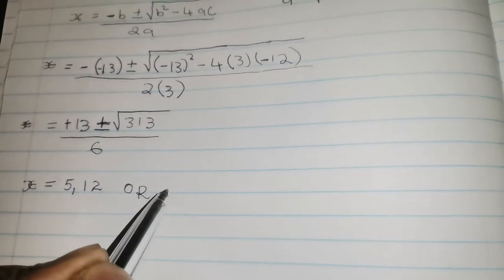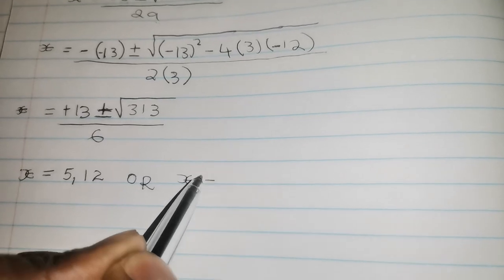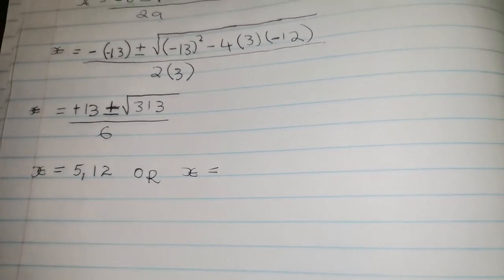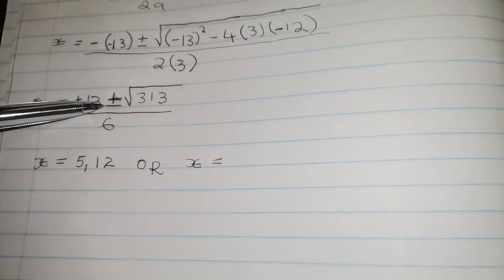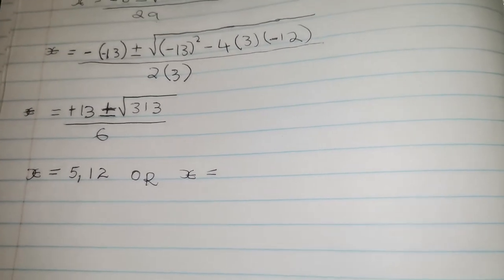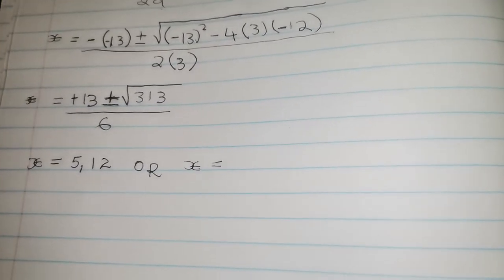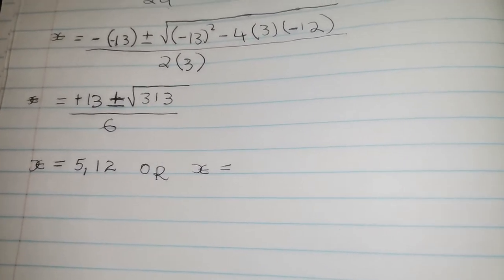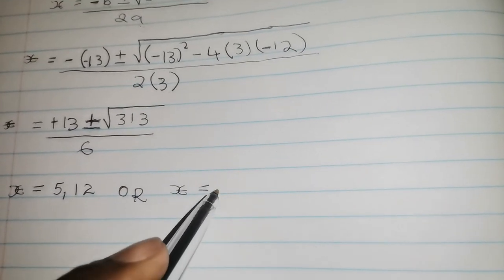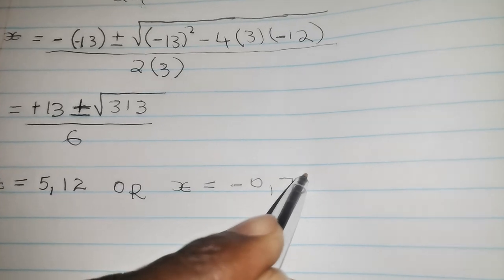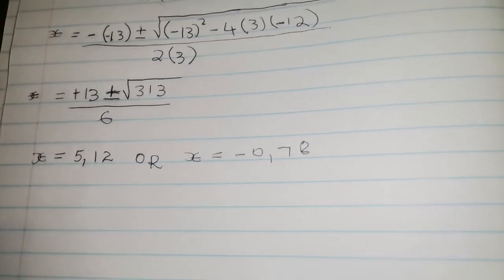Or your x is going to be equal to 13. Again, remember, last time you utilized positive, right now you're going to use minus, guys. 13 minus the square root of 313 divided by 6. Then the answer right now is going to be negative 0.78. Then perhaps you are done.